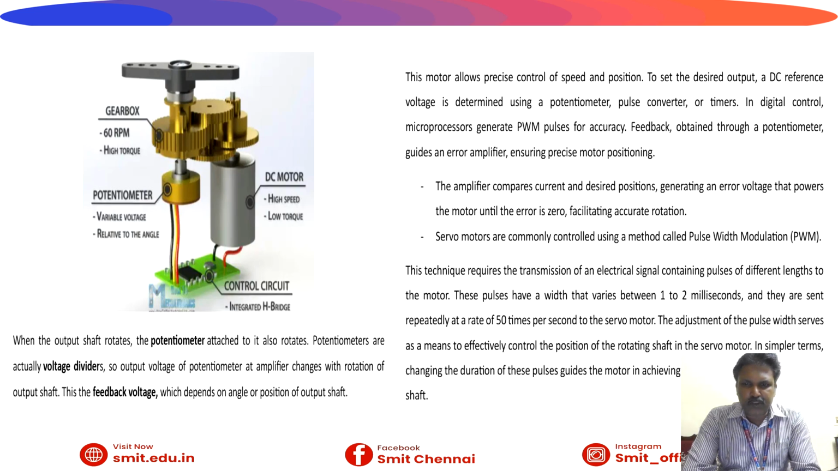This technique requires the transmission of an electrical signal containing pulses of different lengths to the motor. These pulses have a width that varies between 1 to 2 milliseconds, and they are sent repeatedly at a rate of 50 times per second to the servo motor. The adjustment of the pulse width serves as a means to effectively control the position of the rotating shaft in the servo motor.